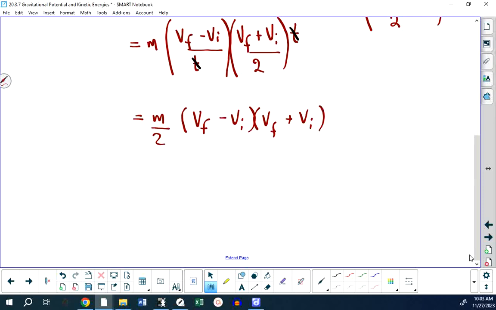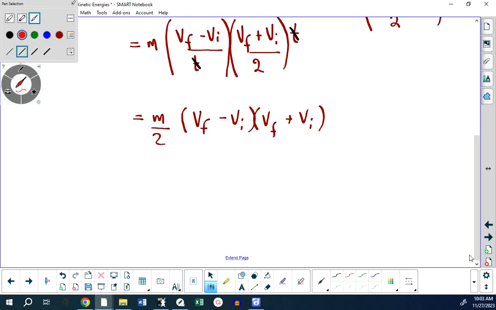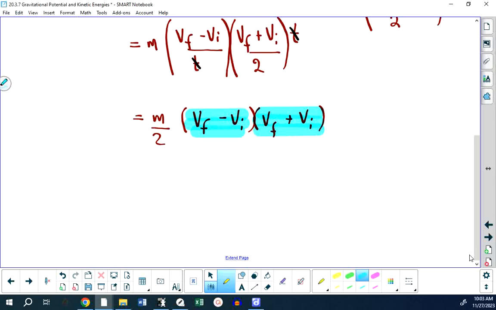For you math people, what are these two things called? We just finished this, yeah. They would be factors of the difference of squares. They are. Do you remember what we call each of the factors relative to each other? They're conjugates. And when you multiply two conjugates, you get a difference of squares.